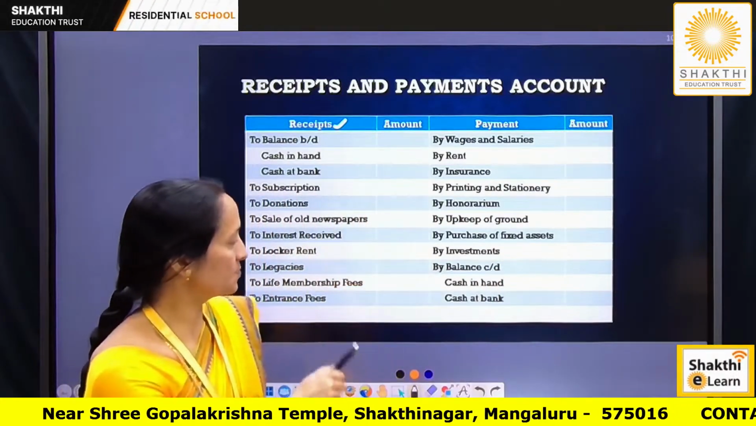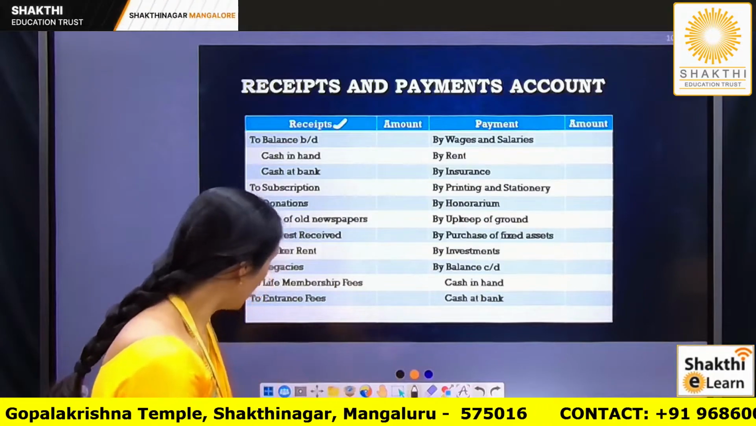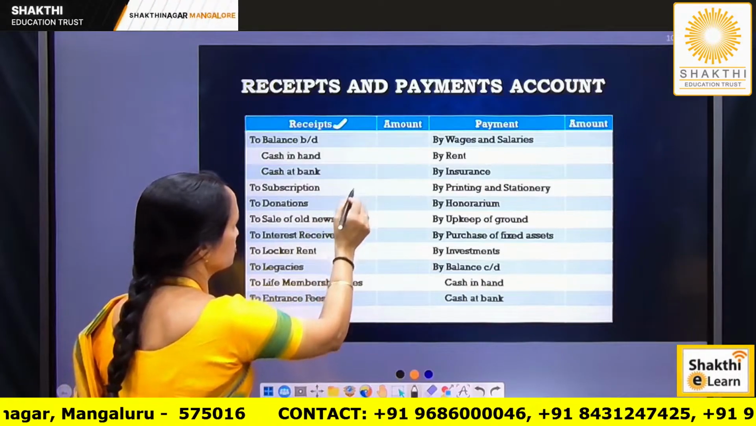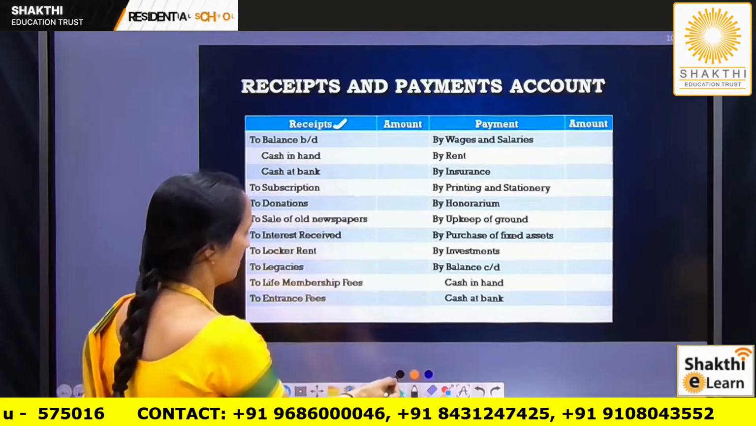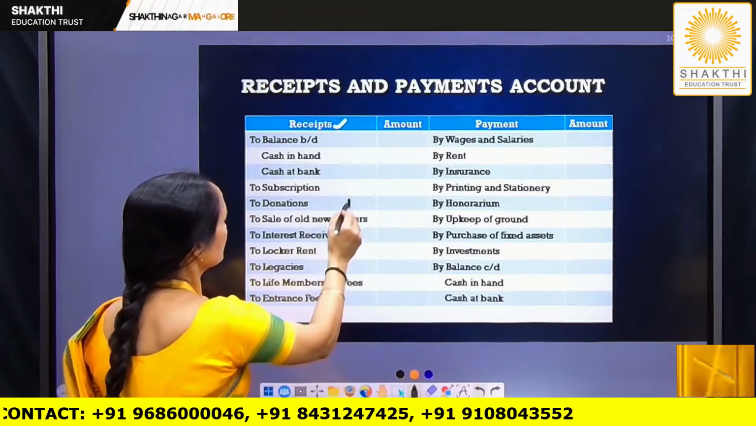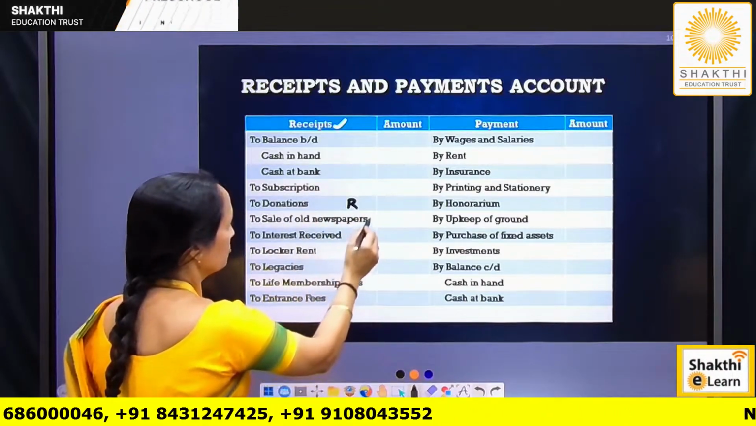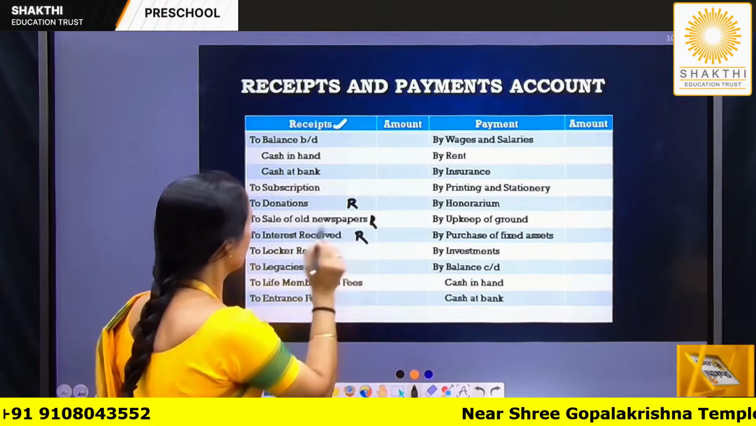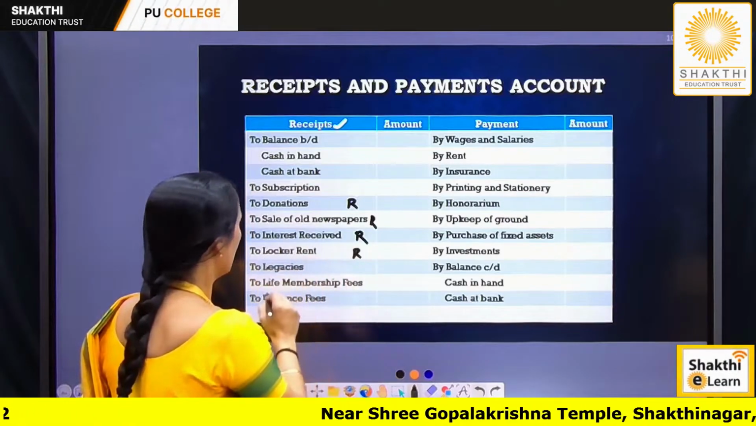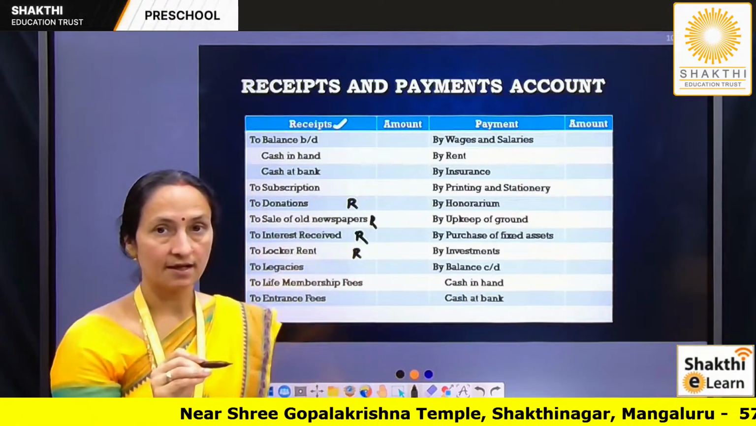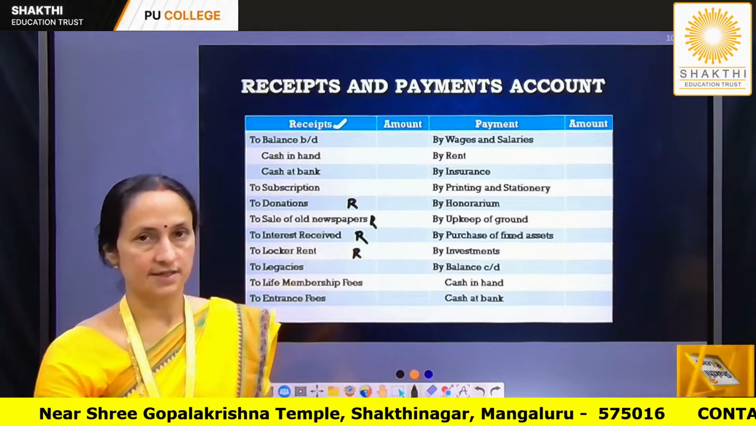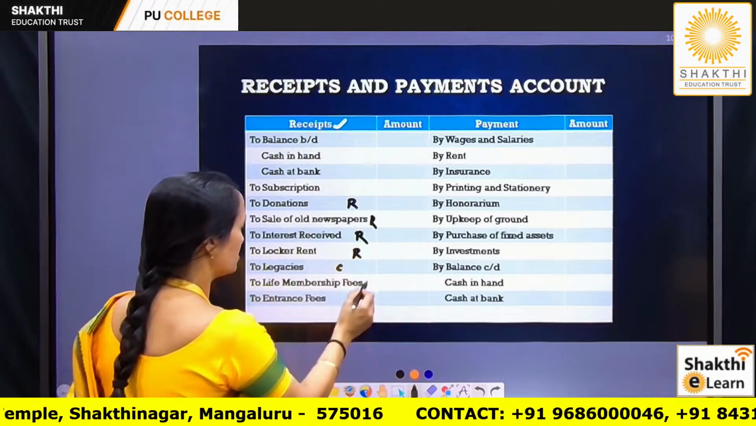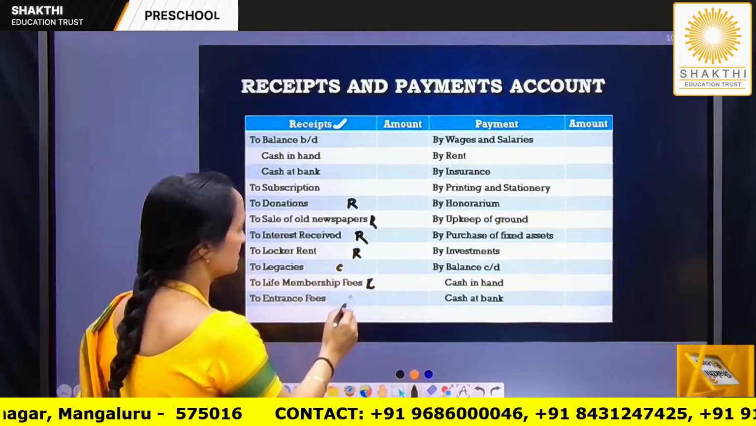If you observe this properly, you can make out what the revenue items and what the capital items are. Subscription, revenue item, right? Donation, without a specific purpose, is a revenue item. Sale of old newspaper, again a revenue item. Interest received, revenue item. Locker rent, revenue item. Legacies, what are legacies? Given by a donor after his death according to the will. It is non-recurring in nature, so it is a capital item. Life membership is again a capital item. Entrance fees, a revenue item.